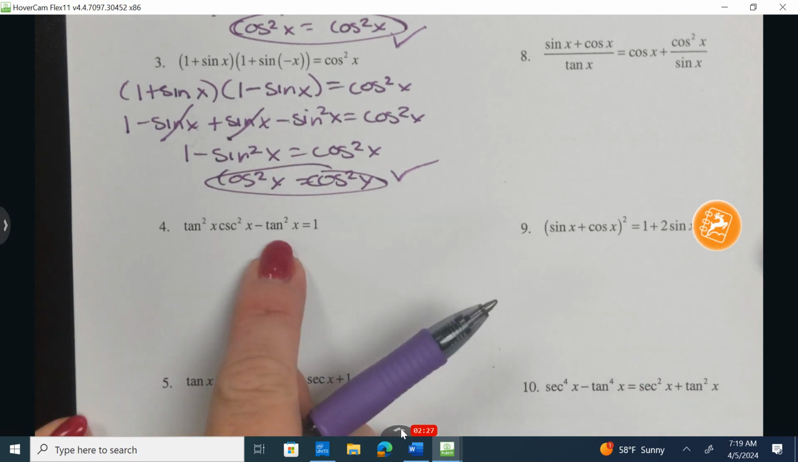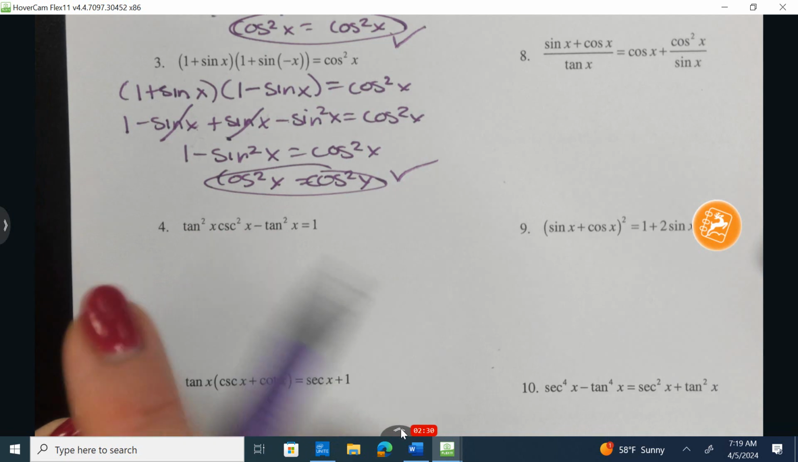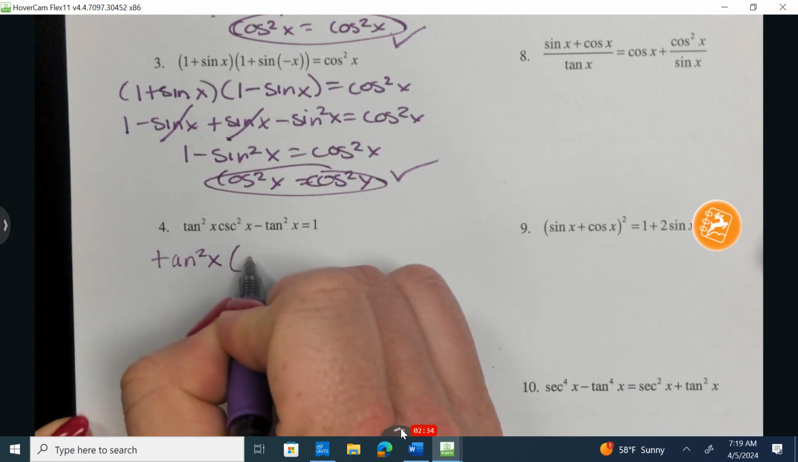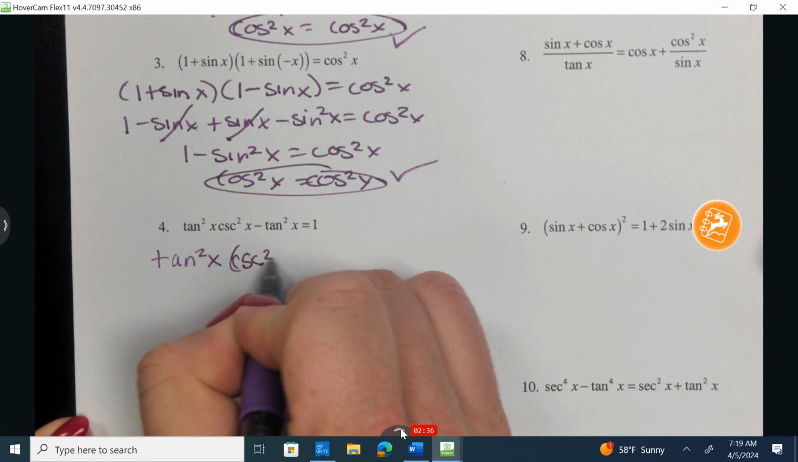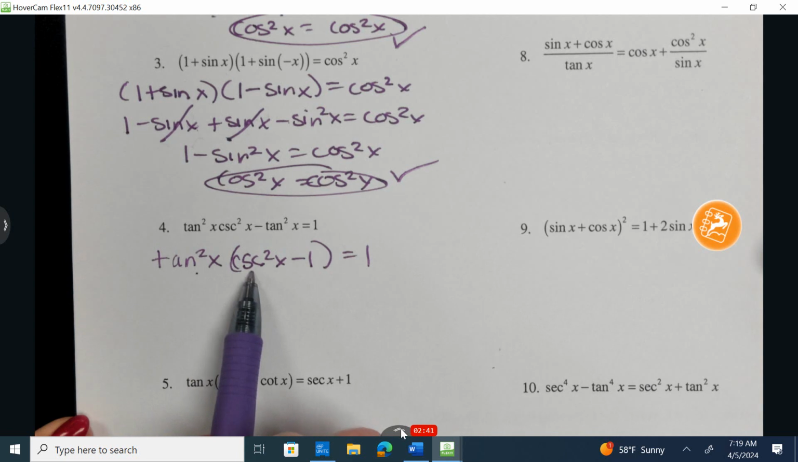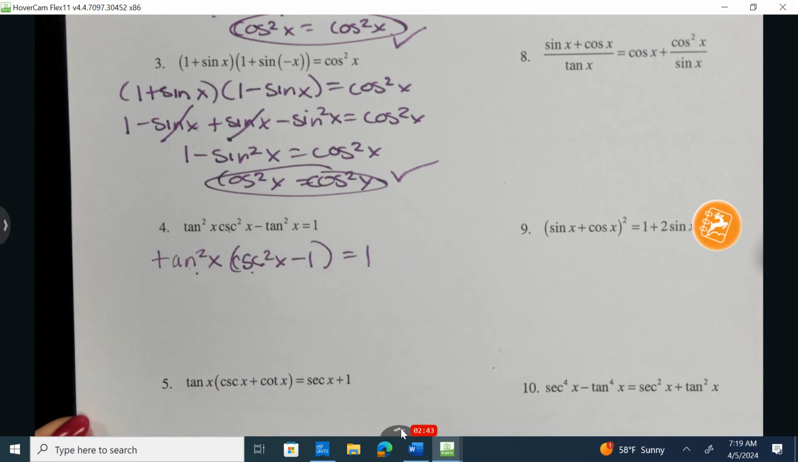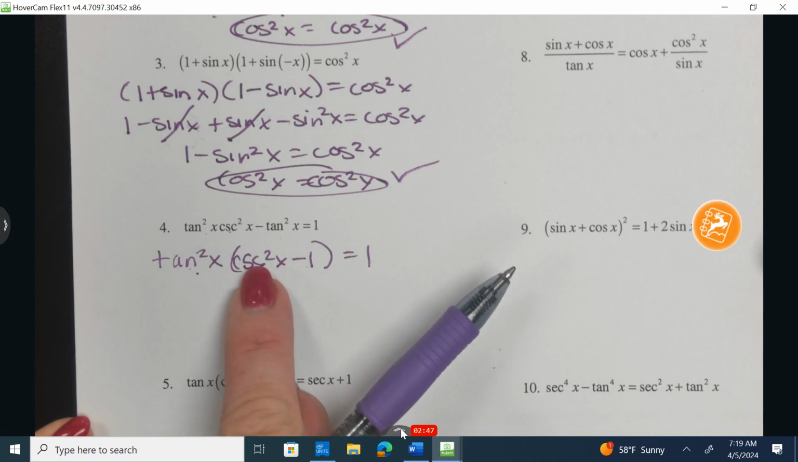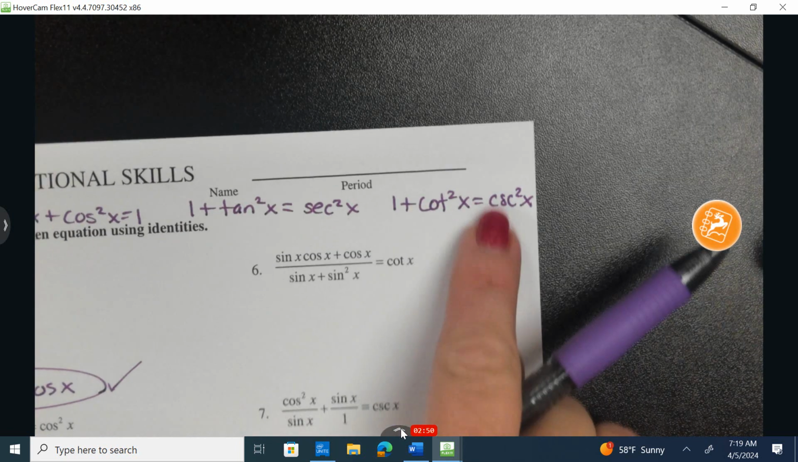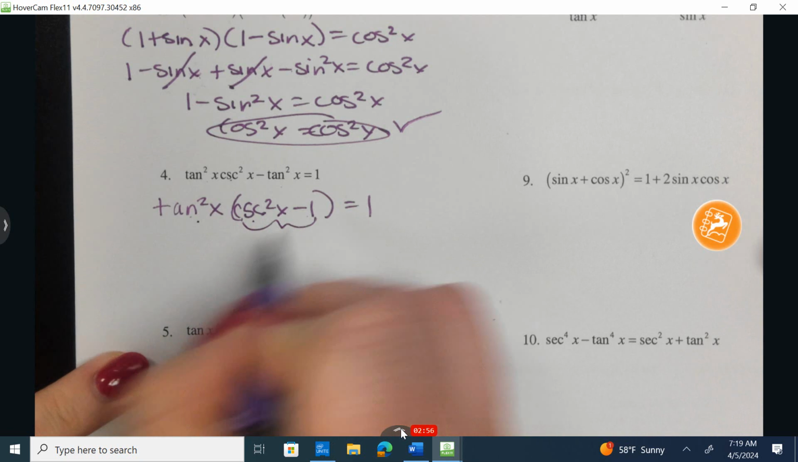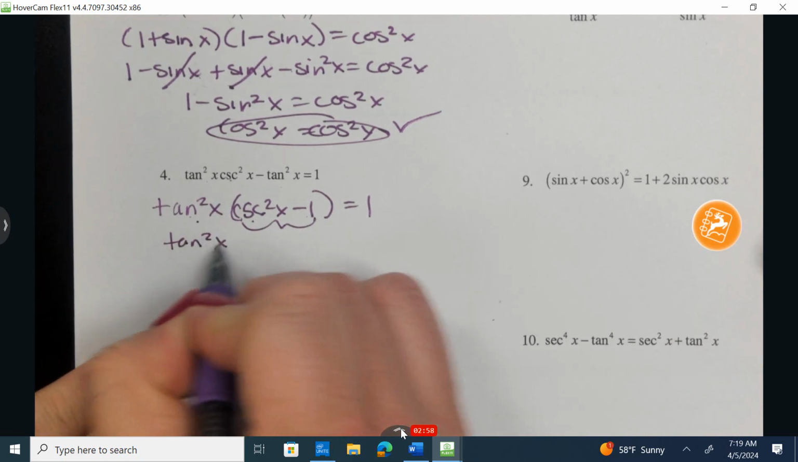Now in this position, I recognize that on the left and the right, I have a tangent in both terms. So I'm going to factor out tangent squared x, and I'm left with cosecant squared x minus 1 equals 1. Let's make sure that's right. If I distribute, that's good, and if I distribute, that's good. Now, is there an identity that's equivalent to cosecant squared x minus 1? Let's look up here. Cosecant squared x minus 1 is equal to cotangent squared. So I'm able to replace this with cotangent squared x.